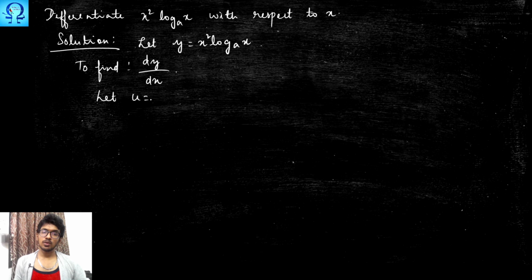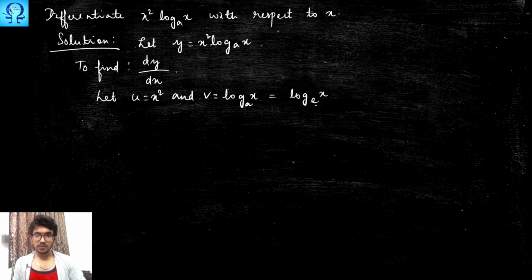Let u be x squared and v be log x to the base a. If we have log x to the base e, it is easy to differentiate, but we have it in another form. So what do we do? We'll have to change this to log with base e. When we do so, we'll have to multiply this with log e to the base a. So using the change of base formula, we have done this, right? And now we shall easily find out the derivatives of these two functions.